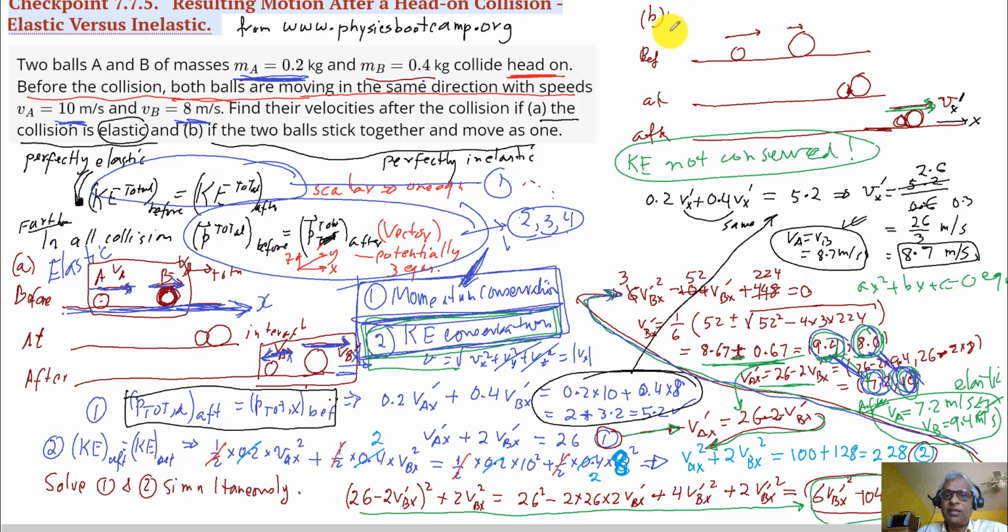When you have inelastic, then you do not have kinetic energy conservation, so only momentum is conserved.